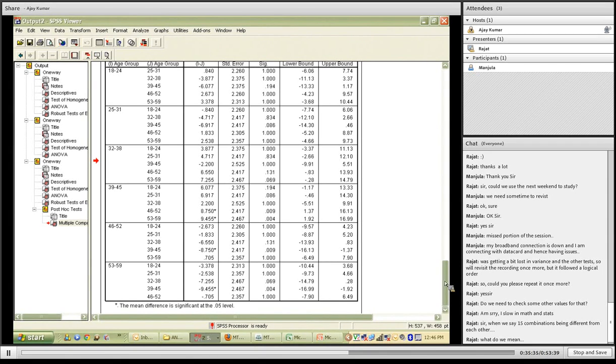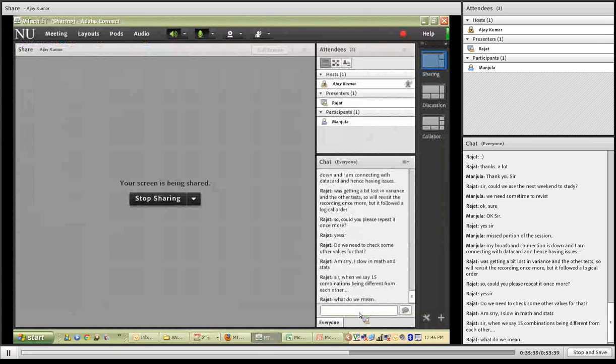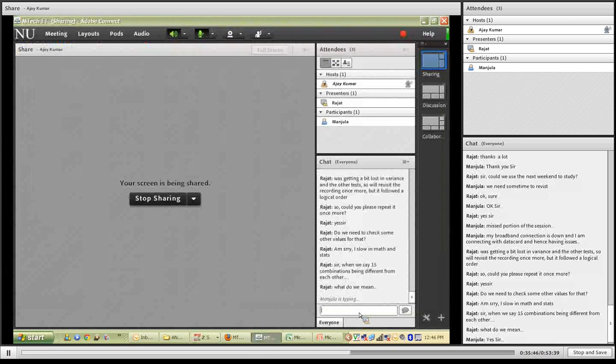Now, does that make sense? So Rajat, any questions, and Manjula, any questions so far in ANOVA? Please tell me, Manjula, if you have any question.